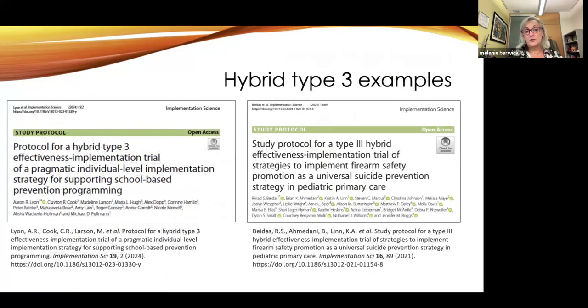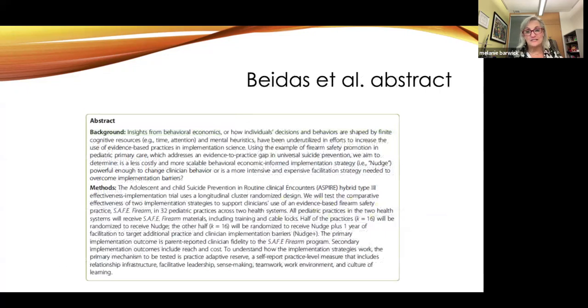There are 2 study protocols here, and I've picked the one on the right, Renée Bedas. And I will preface this by saying Renat is an implementation scientist. So I'm looking for her paper to have a lot of things right, which it did. So here they are looking at implementing an adolescent and child suicide prevention study. It's a hybrid type 3. This is about firearm safety.